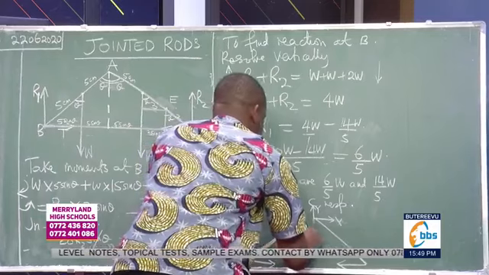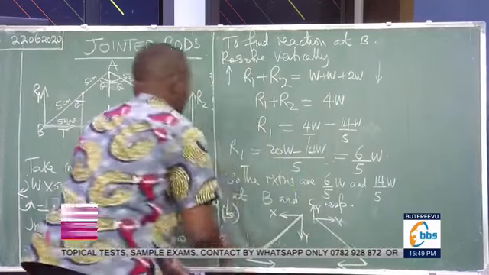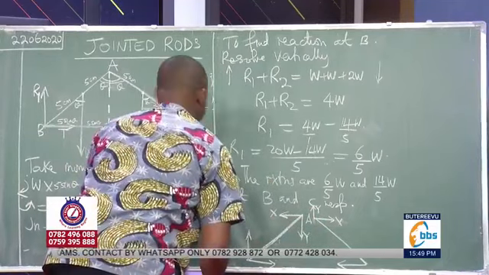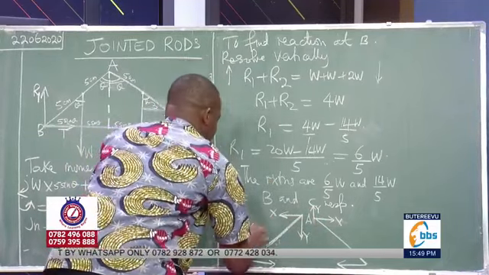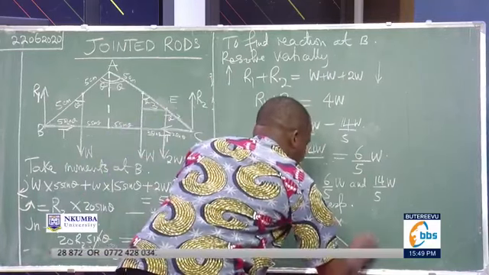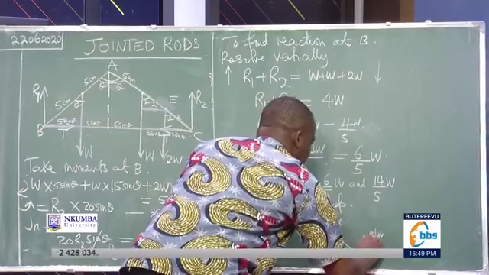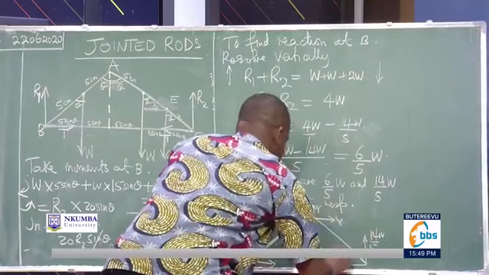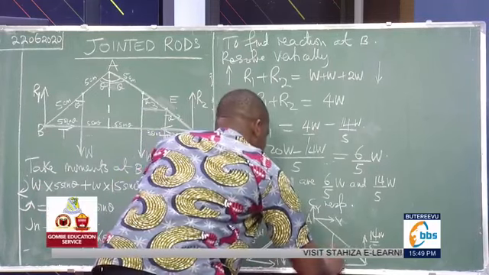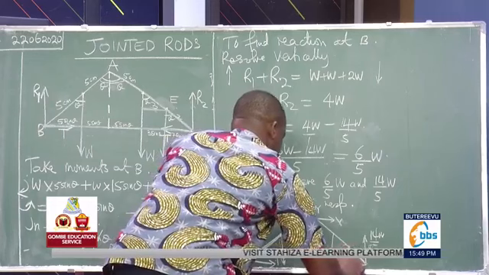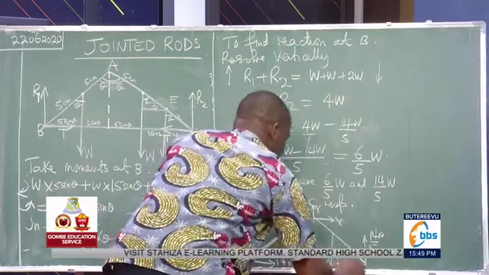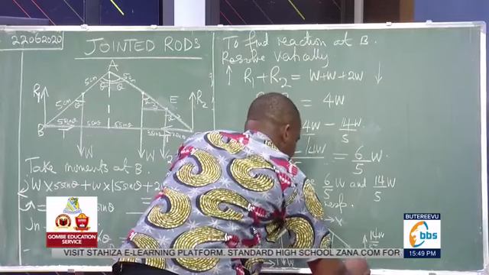We are taking these as the reactions at the hinge A, and we already have the reaction here. My R1 is 6/5 W. My R2 here is 14/5 W. I want to find T. And of course, we have the weights, and here we have two of them. We have W, and we have 2W.